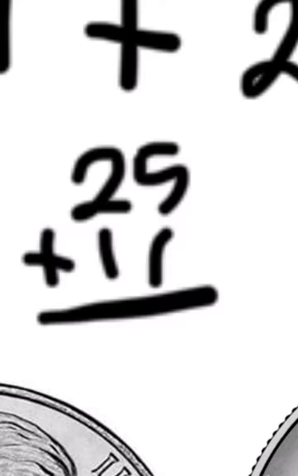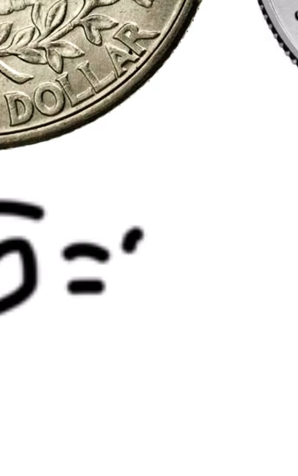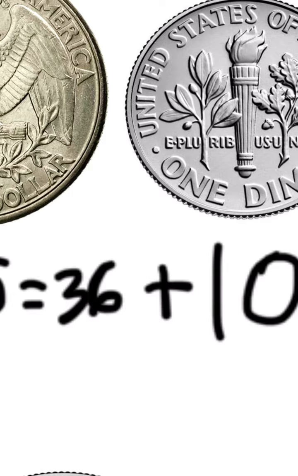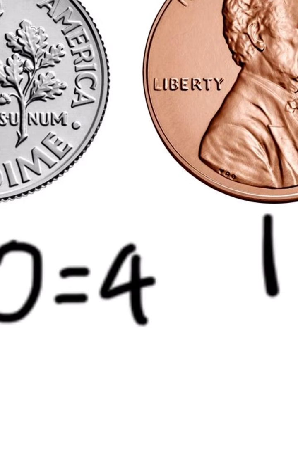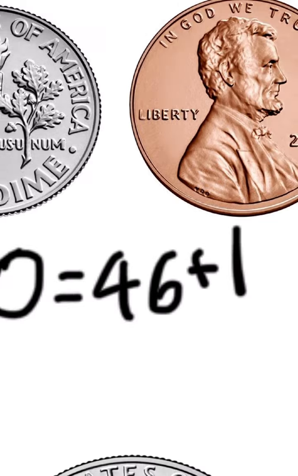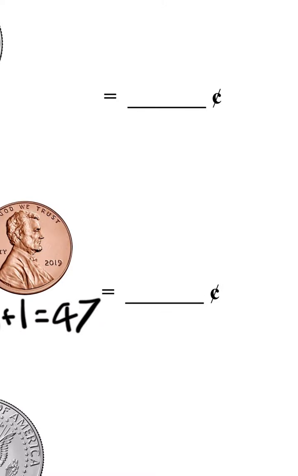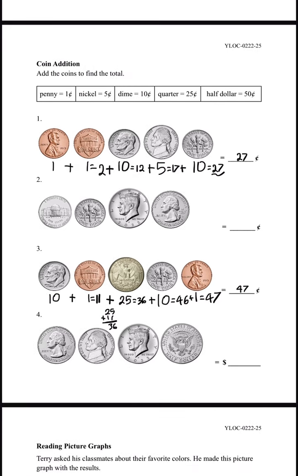5 plus 1 is 6. And 2 plus 1 is 3. So it's 36. Now we need to add 36 and 10 which is 46. And lastly, 46 plus 1 is 47. So 47 cents is the answer for number 3. Let's move on to the next page.